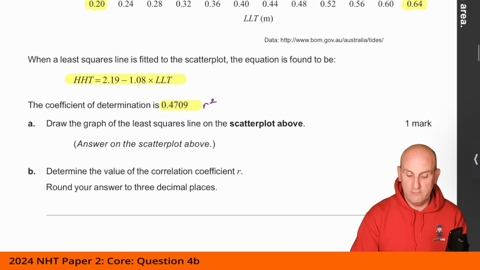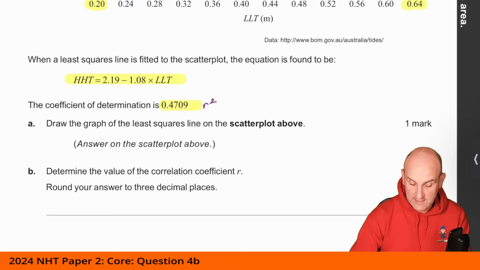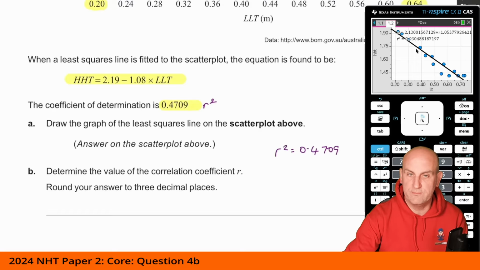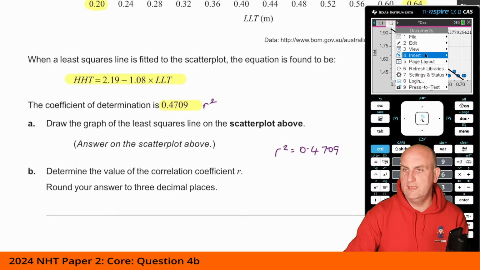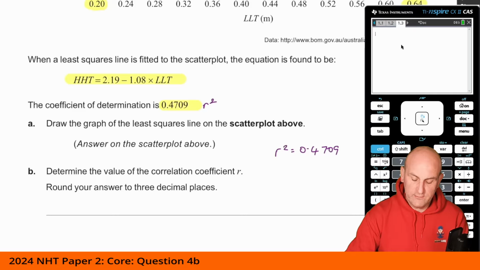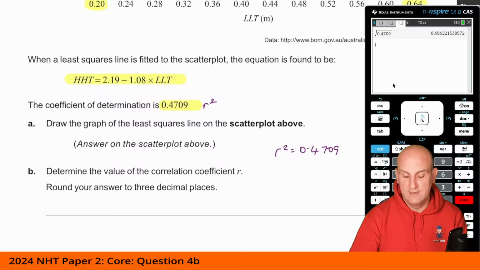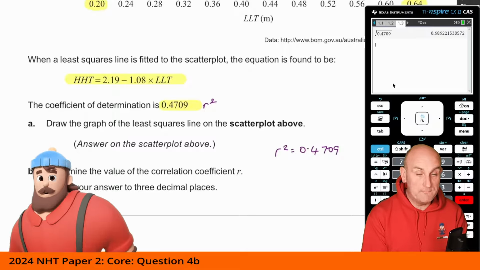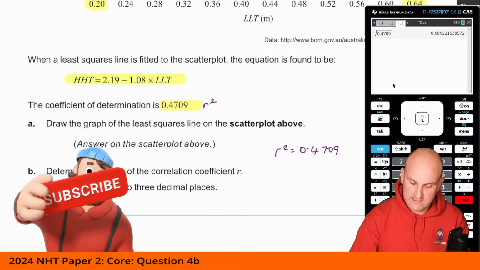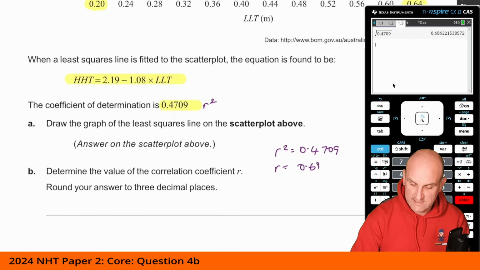Determine the value of the correlation coefficient R. Now, that's okay because they've told me that R squared is equal to 0.4709. I'm going to bring my CAS up in this situation because it's a bit of a trick. I'm going to go doc, insert, and calculator. Now, if we know that R squared is that, I now know I can square root 0.4709 and hit enter. And because your calculator is a dumb piece of machinery, it's going to tell you that basically R then is equal to 0.686221, and so we go on.